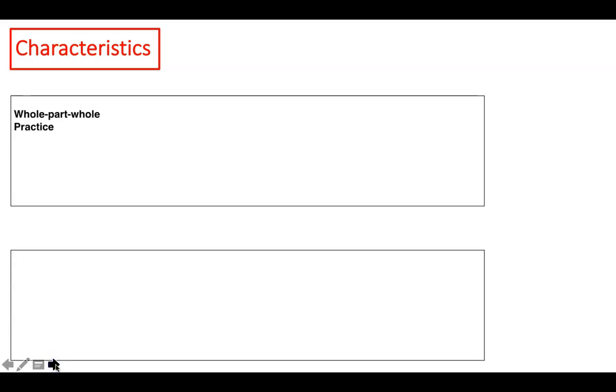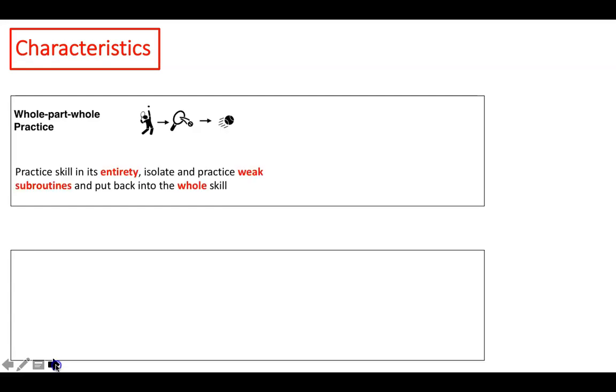Then we have whole part whole practice. Again, I'll let you look at that picture. What do we mean by whole part whole? It's in the title. We're going to practise the skill in its entirety, i.e. whole. Then we're going to isolate and practise weak subroutines and then put them back into the whole skill. For example, you may isolate the ball toss of a tennis serve. First of all, you do the whole skill, you practise the tennis serve. Then I'm going to isolate my weak subroutine, which is the tossing of the ball, and practise that. Now I'm going to put it back into the whole skill and do the whole skill together.